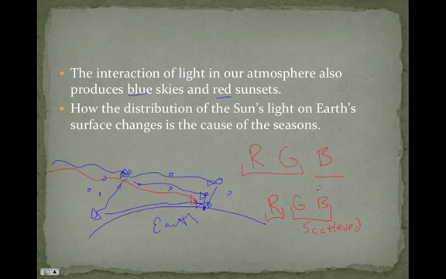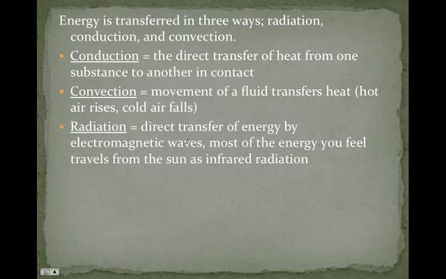Also, how the distribution of sunlight on Earth's surface changes is the cause of the seasons. Wintertime, we get less sunlight, and summertime, we get more sunlight, and it's by how direct the sunlight is. So I'm going to write that again. How direct the sunlight is. That determines our seasons. Now, energy is transferred in three ways: radiation, conduction, convection.